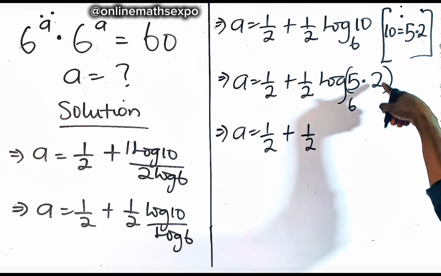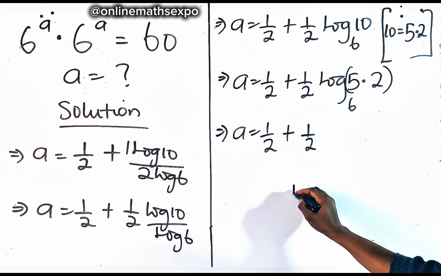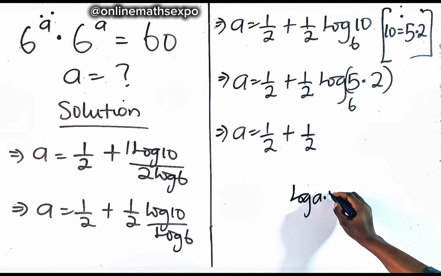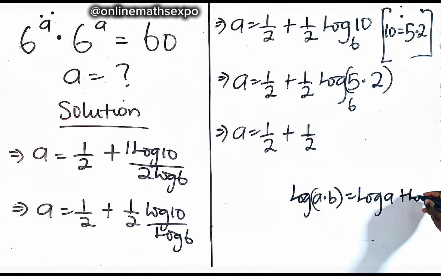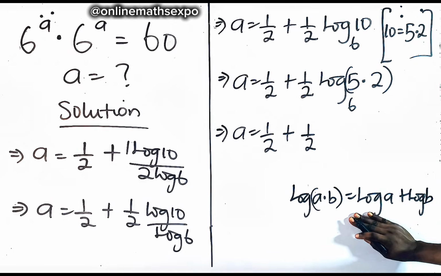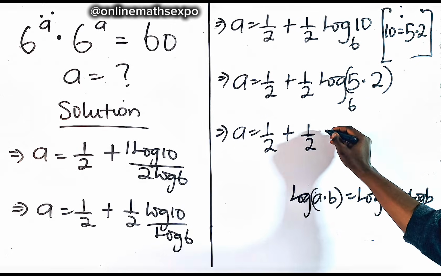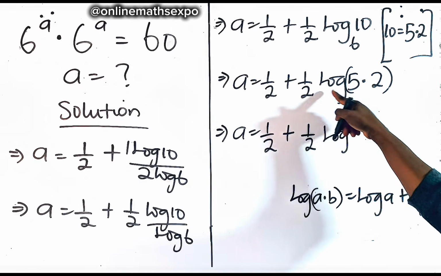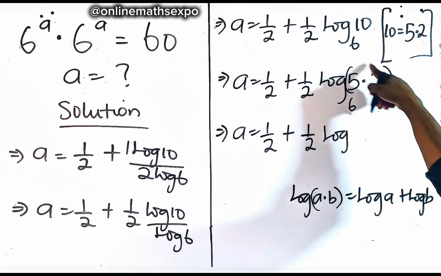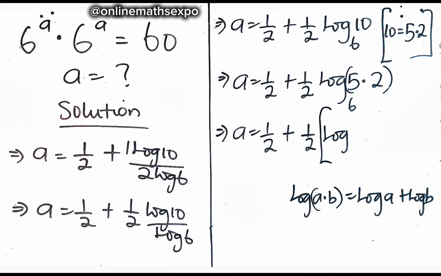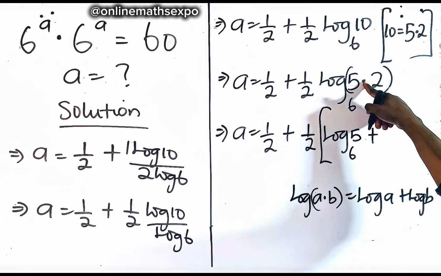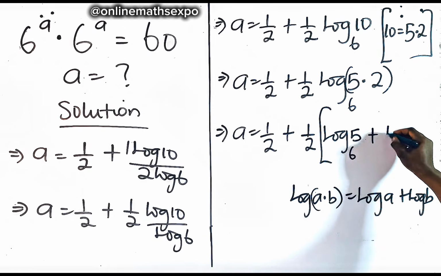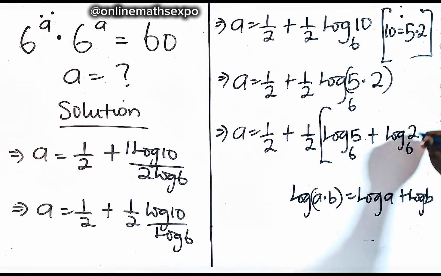now at this point you just need to remember that for every log of A multiplied by B, it's always log of A add log of B. So if you apply this here, it's going to give us log of, remember this half is on this log, so we can just write it this way. So it's going to give us log 5 base 6. This will turn to addition, so we have log 2 base 6.